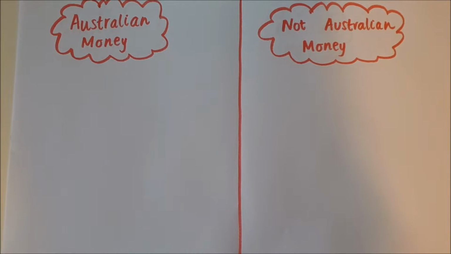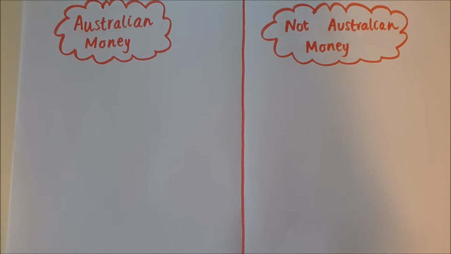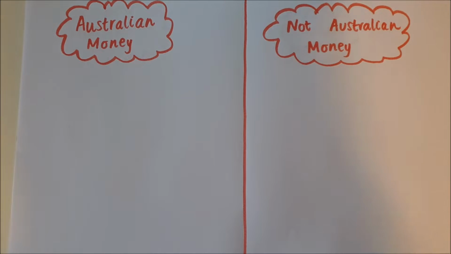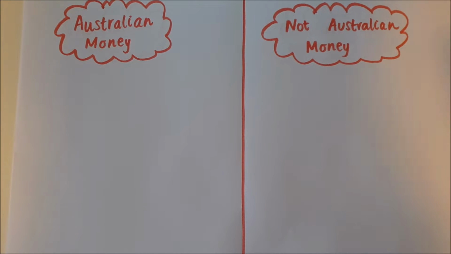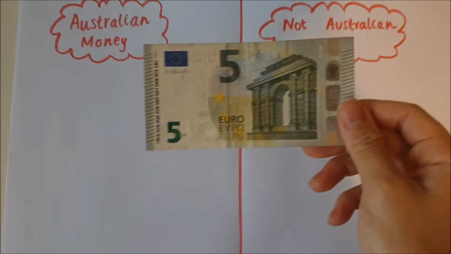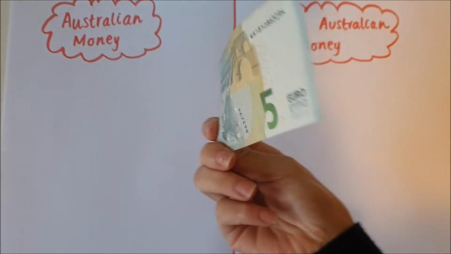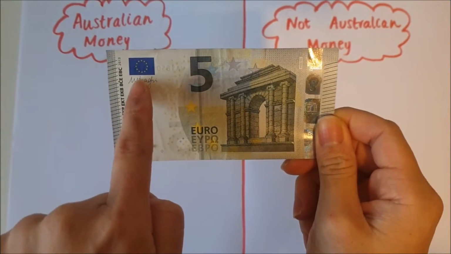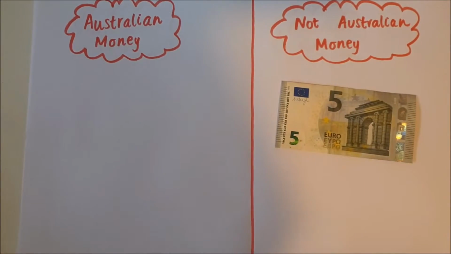Hi boys and girls, I've got some money here. Some are Australian money and some are not from Australia. I wonder if you can use their features and help me sort them into Australian money or not Australian money. Here's the first one. It says €5. And here I can see it has a different flag, and it's not an Australian flag. That must mean it's not Australian.